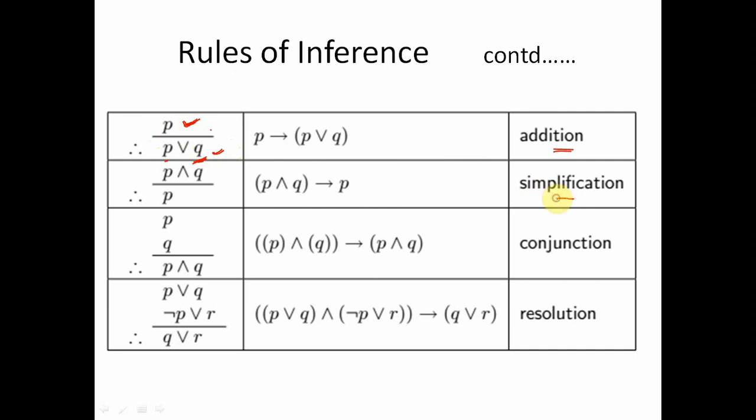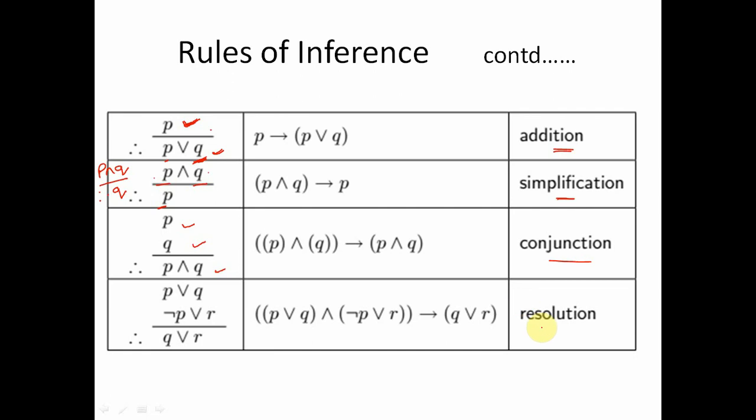Next, we have the simplification operation. It says if P and Q is true, remember the AND operation, this is going to be true if and only if this is true and this is true. So this is the conclusion. I could have also written it as Q, therefore P, or I could also write it like therefore Q. It does not make any difference. Then we have conjunction. If P is true and Q is true, then P and Q is true.